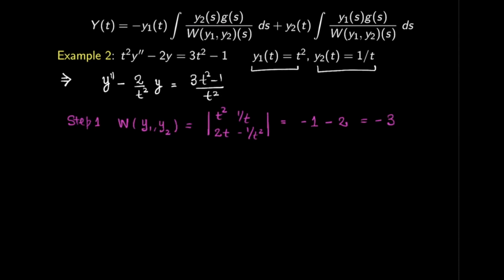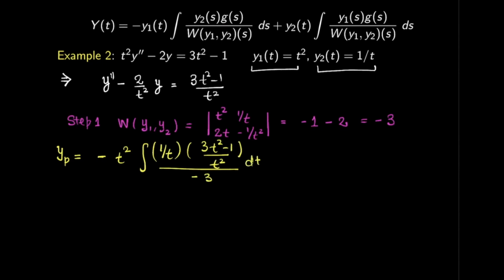Now let's go ahead and write down the particular solution y of p. Y1 with a negative sign, so this is t square, integration of y2, which is 1 over t, times the forcing term, which is (3t square minus 1) divided by t square, divided by the Wronskian, which is negative 3, dt, plus y2, which is 1 over t, integration with the other term y1, t square, multiplied again by the forcing term (3t square minus 1) divided by t square, and the whole thing divided by the Wronskian, dt. The variable of integration does not really matter which one you choose.